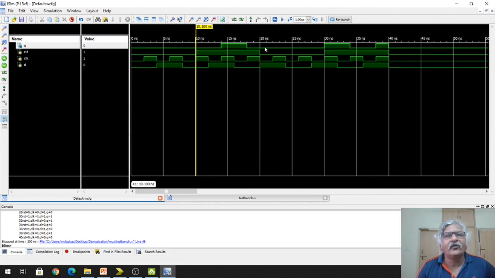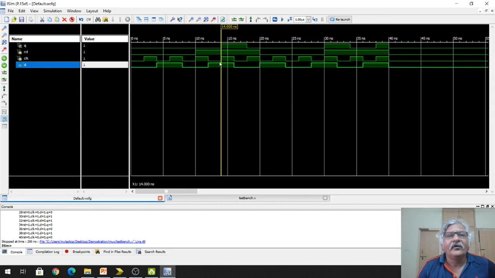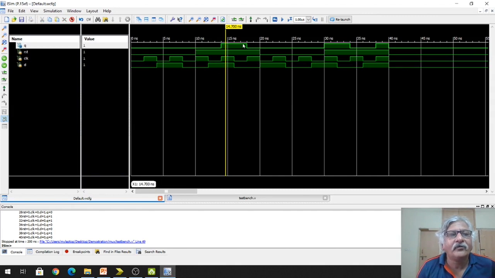In between 10 ns to 20 ns, during the positive edge of the clock, whatever is the value of D input, that will be transferred to the output. So let us see here. Now you see at this time, at 14 nanoseconds, the clock signal is going from 0 to 1. This is the positive edge. At this positive edge, the value of D is 1, and RST is 1. So the value of D is transferred to the output Q. Output is also 1, right?